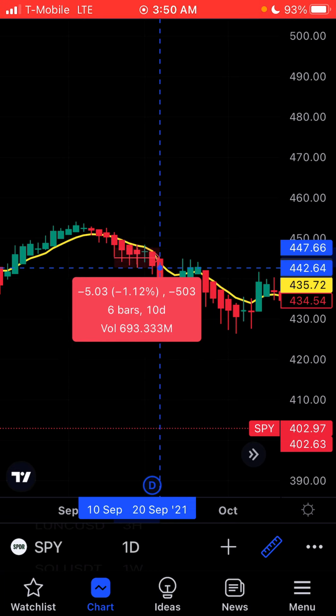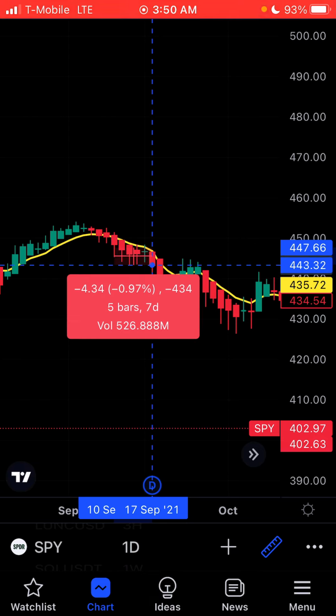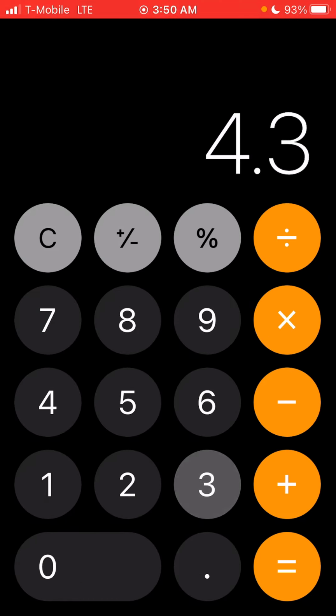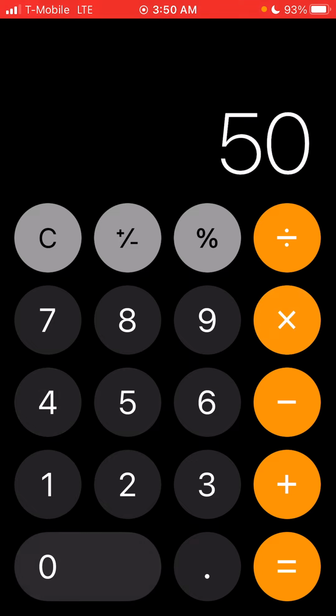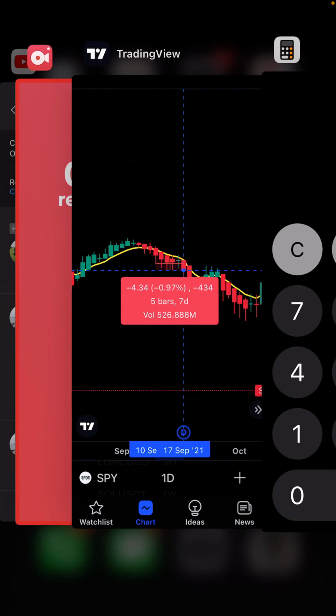So I'm on 7 days. So that's a difference. This is a small win. Okay, 4.34 in 7 days. 4.34 times 50. Well, that's $217 in 7 days. You did 2 contracts. Yeah, that's doubled, so you made 434.